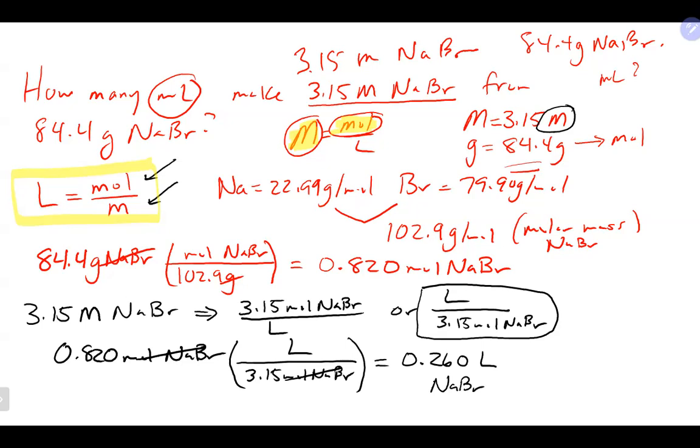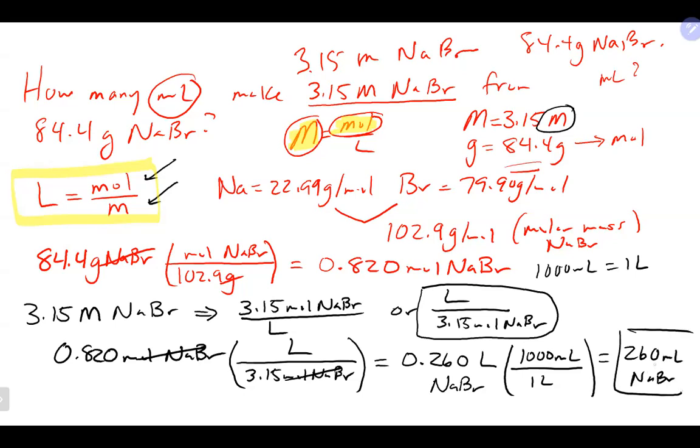In this particular case, though, it was not looking for liters. It was looking for milliliters. So we do have to do one more conversion, that there are 1,000 milliliters in 1 liter. So on the bottom would go 1 liter, up on top would do 1,000 milliliters, and that would get us 260 milliliters of sodium bromide. Maybe with a point there for sig figs.